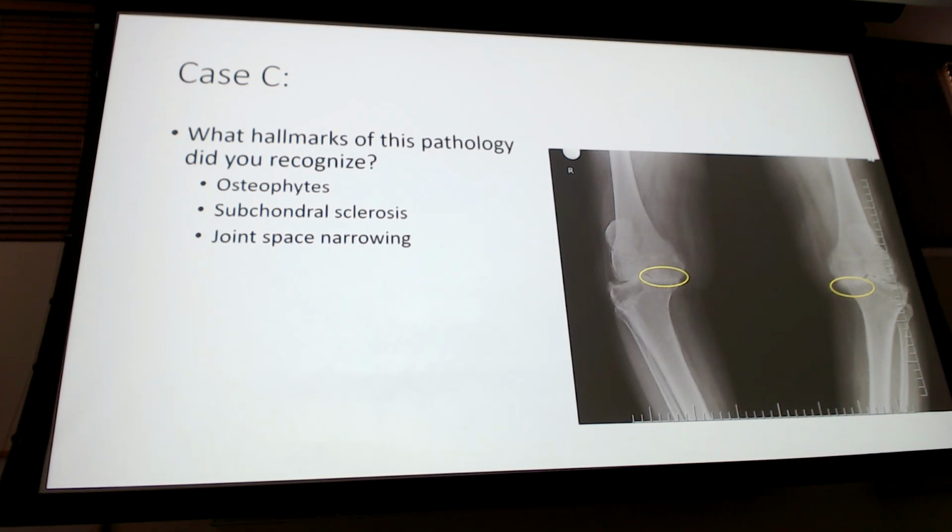And how do I know that's joint space narrowing? Because I looked at normal knee x-rays and I know there's supposed to be a joint space there.